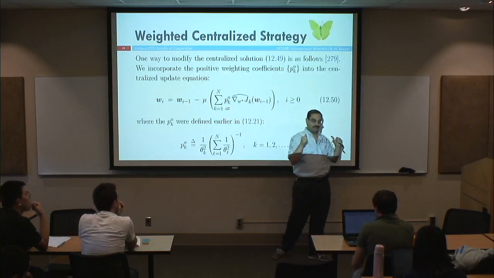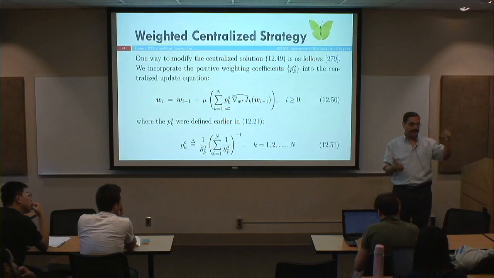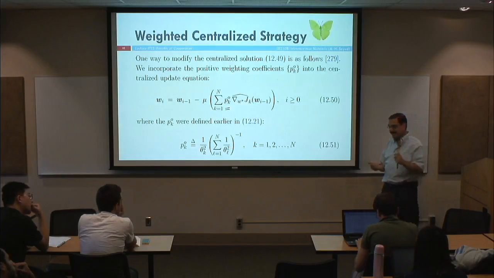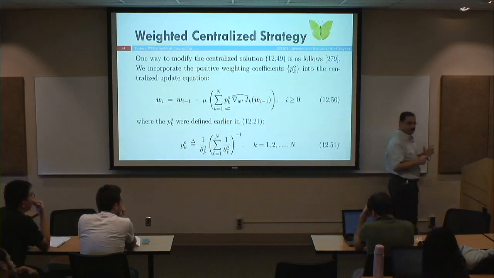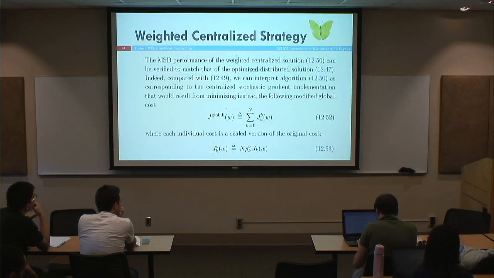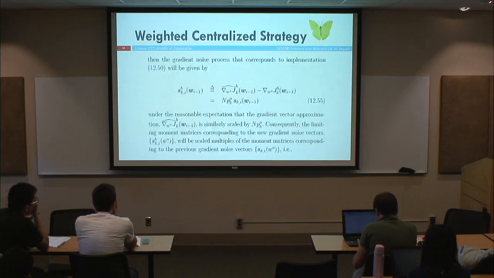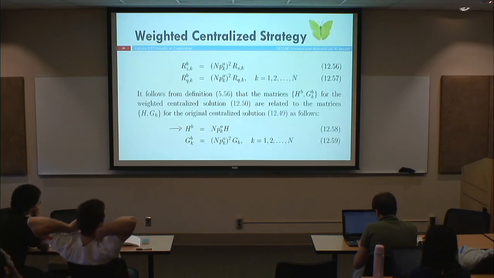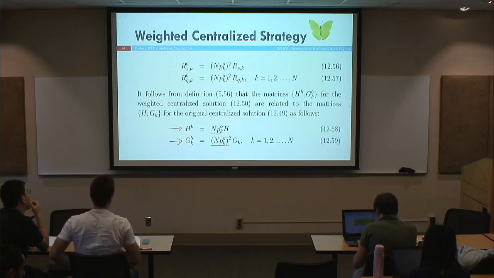So all you have to do is go to the MSD expressions that you use for the centralized solution, replace the Hessian by np times what it used to be, replace the gradient noise covariance by np squared of what it used to be, and you get the results. You understand? I'm trying to solve it without having to redo all the calculations. So here, it is as if I have scaled the costs by np. This is the original gradient noise. This is the new gradient noise. So you see that the new Hessian matrix and the new gradient noise are scaled accordingly. So just go to the expressions.